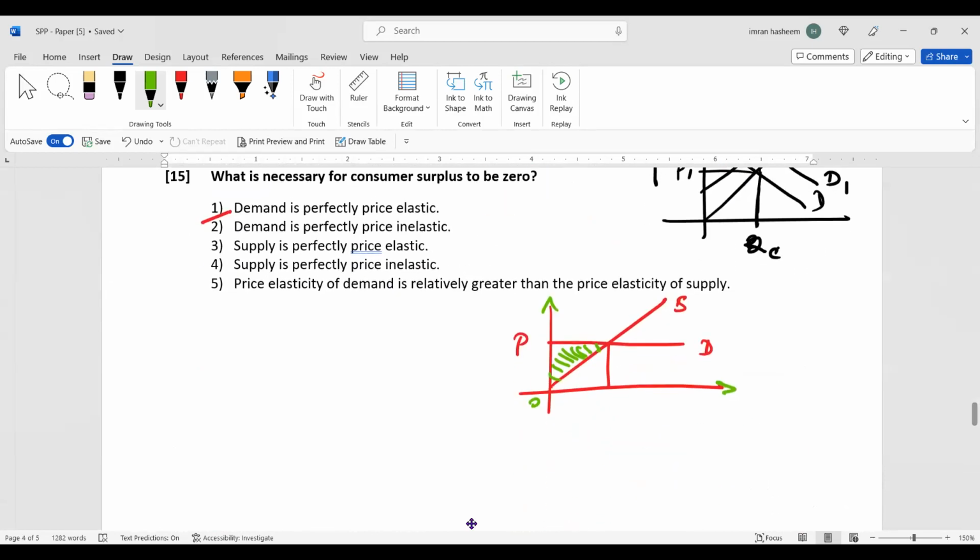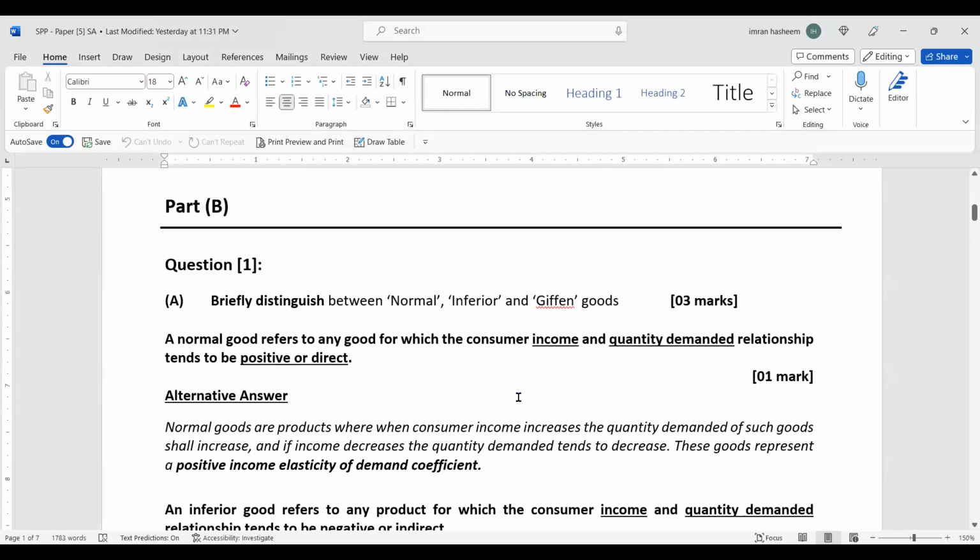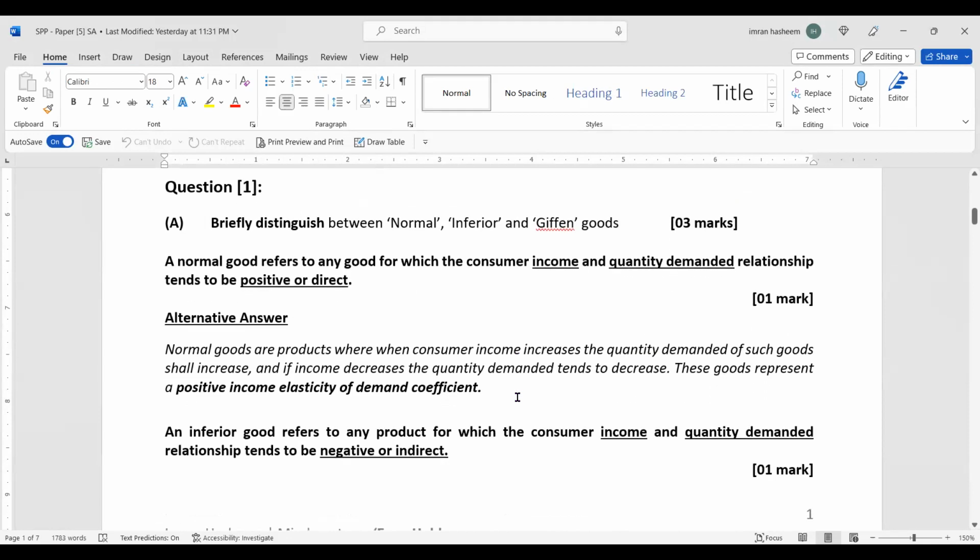Right. Now we go to the second part of the paper, part B. Right. We do a very brief outlining of it. Right. So let's see the suggested answer material. Right. Question 1, I focused on the basics of demand and supply. Briefly distinguish between normal, inferior and Giffen goods. 1 mark each, 3 marks.